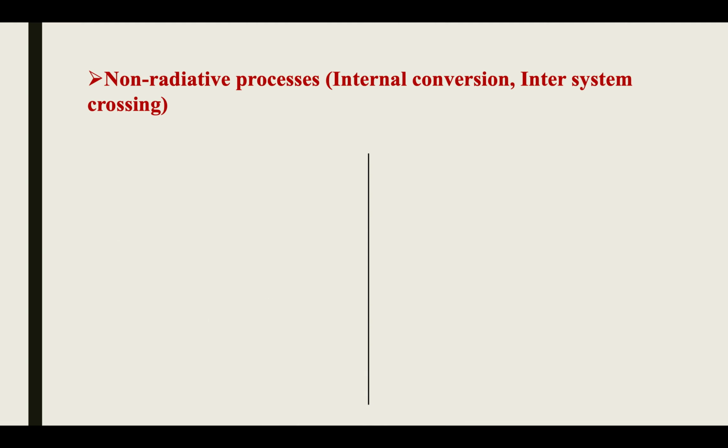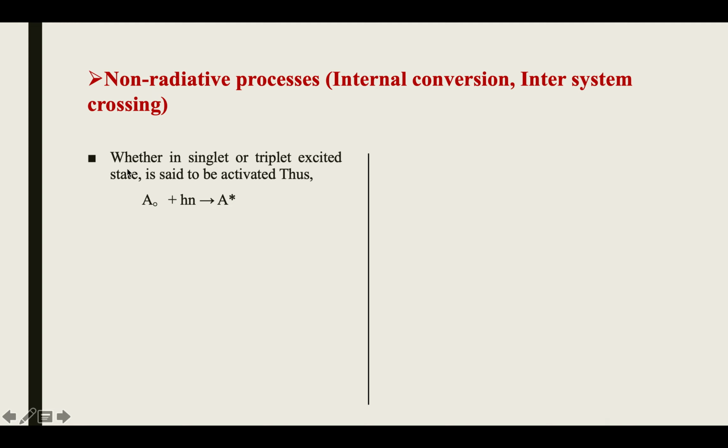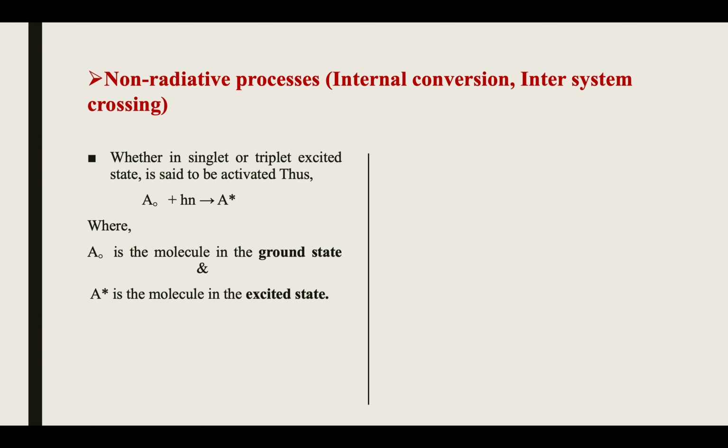So what are non-radiative processes? Whether in a singlet or triplet excited state, the molecule is said to be activated. If a molecule gets to a higher energy level, we call it singlet or triplet. We denote the initial reactant as A naught. If it absorbs h nu energy, we call it A dagger, the activated species, which is the excited one. That can be singlet or triplet. So A naught is in the ground state and A star is the molecule in the excited state.